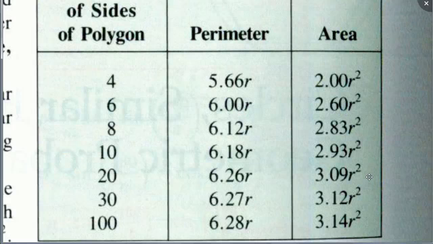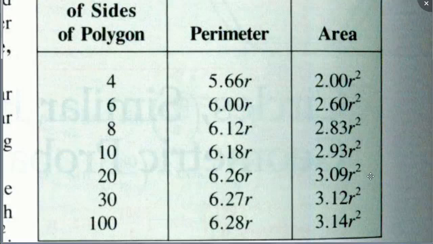Go ahead, everybody discuss with your team. What do you think? All right, what did your team come up with? How about Austin? Anything interesting about this table? We found out that the 100-sided polygon area is 3.14 times R squared, right?